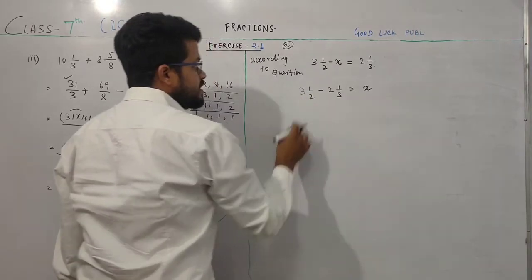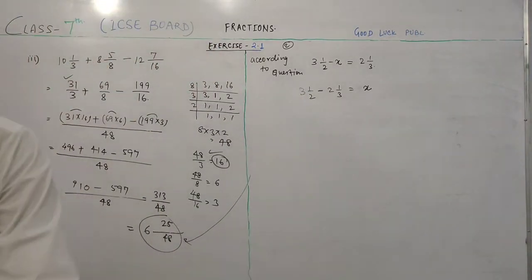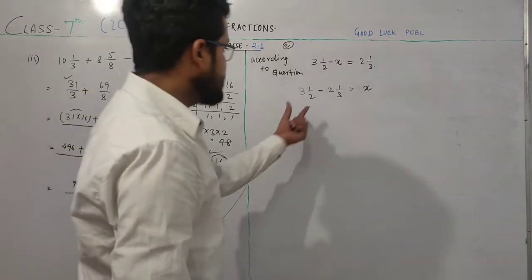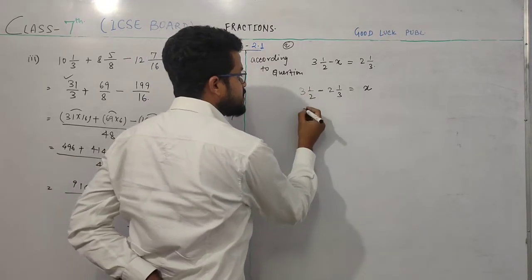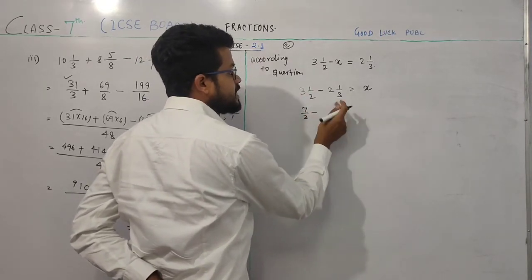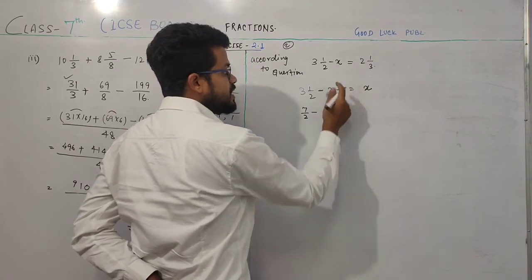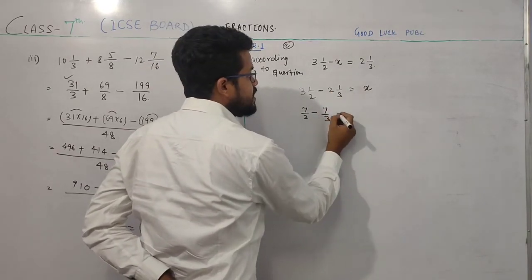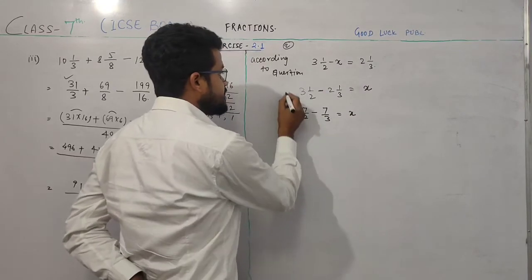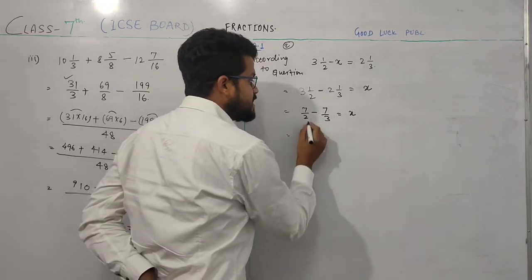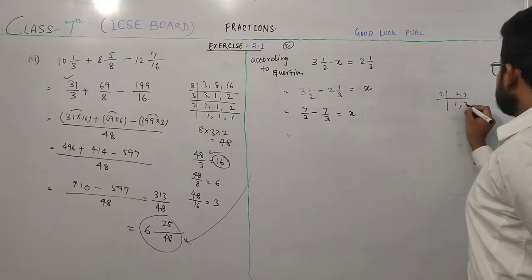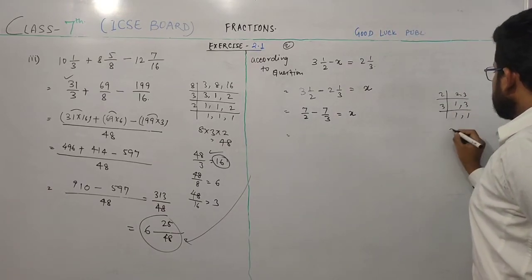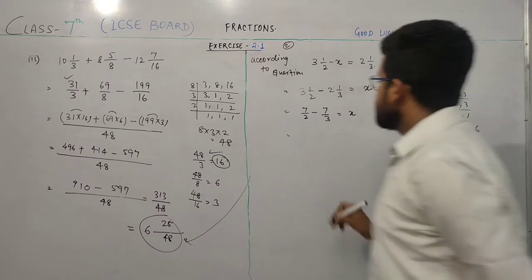Now the next step is to convert these mixed fractions into improper fractions. So this is 3 into 2, 6 plus 1, 7/2, minus 2 into 3 plus 1, 7/3, is equal to x. Now the next step is to take the LCM of 2 and 3. The LCM of 2 and 3 is 2 into 3, 6. So the LCM is 6.